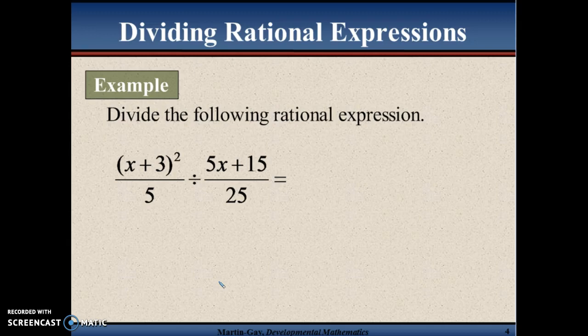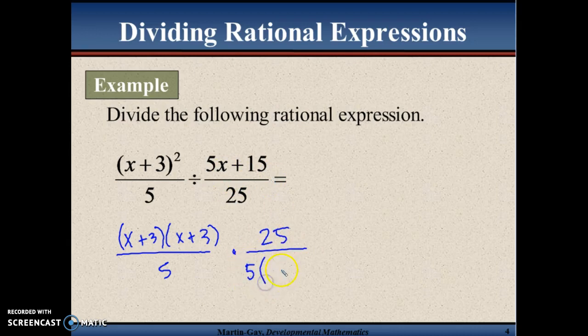Okay, dividing is similar to multiplying, except before I cross anything out, I've got to flip my second fraction and multiply by the reciprocal. So this first one is x plus 3 squared, so I'm going to rewrite that as x plus 3 times x plus 3 over 5 times, I'm going to put the 25 on top, and then I'm going to go ahead and factor 5x plus 15. If I take out my GCF of 5, I get 5 times x plus 3.